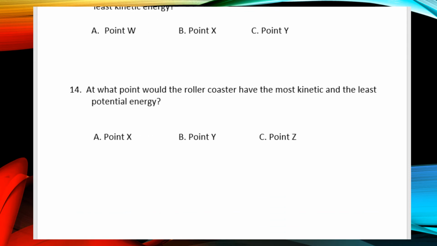Number 14, at what point would the roller coaster have the most kinetic and the least potential energy? A, point X, B, point Y, or C, point Z.